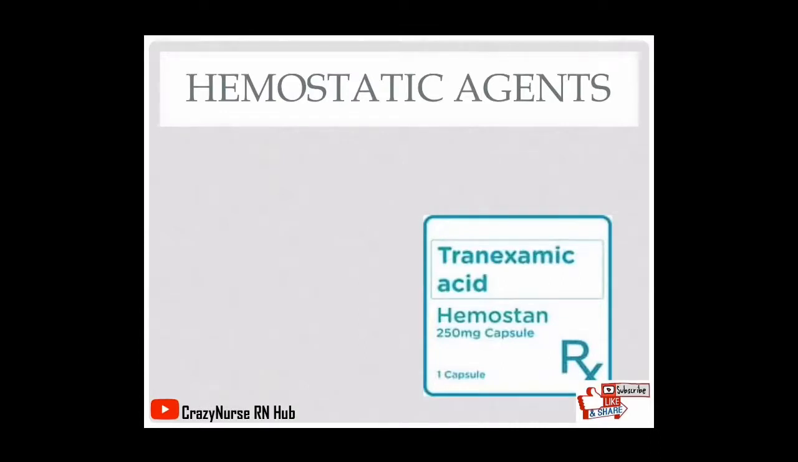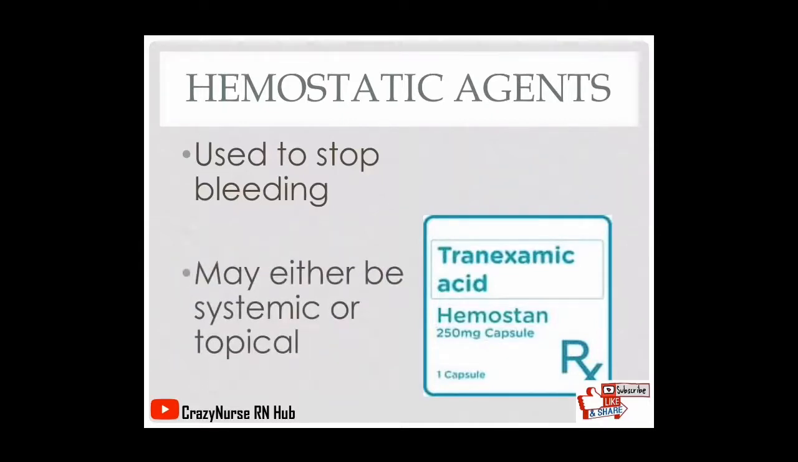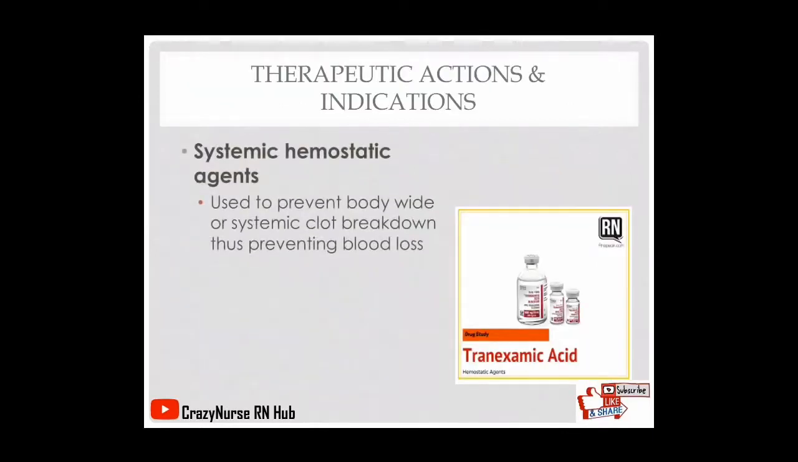We also have hemostatic agents. It means it is used to stop the bleeding. It may either be systemic or topical. When we say systemic hemostatic agents, it is used to prevent body-wide or systemic clot breakdown, thus preventing the blood loss. So the action of systemic hemostatic agents is mainly a body-wide effect. That means it acts throughout the body.